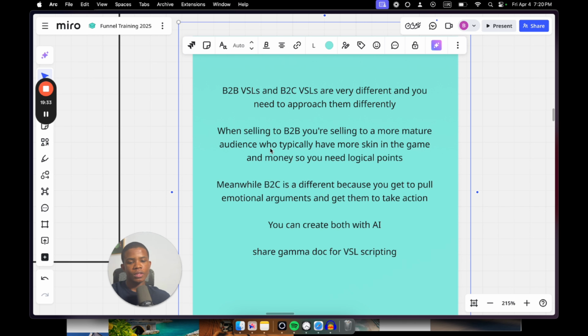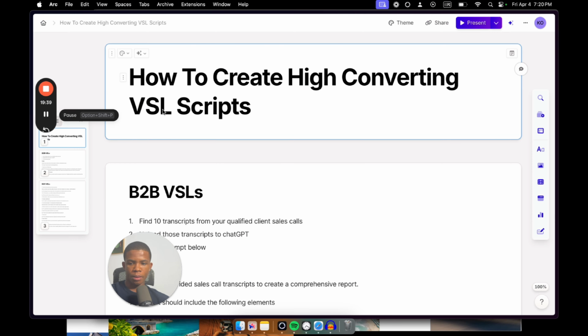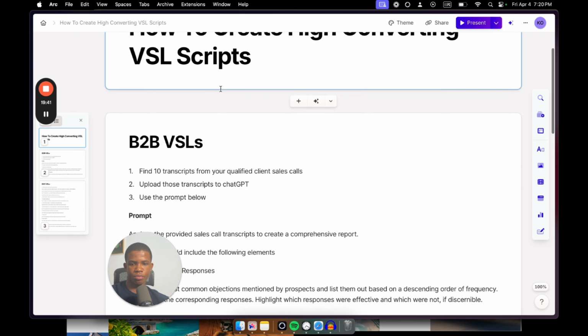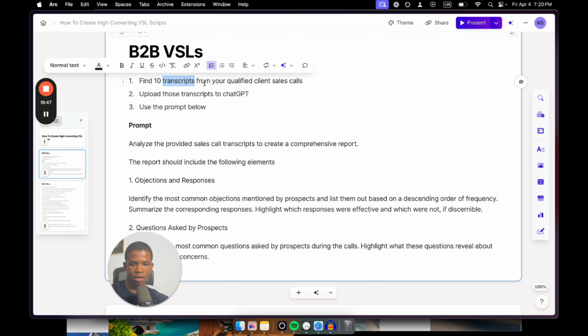So it's very different. You can create bots with AI, and I'm going to share with you what the Gamma doc should look like. So this is how you create high converting B2B VSL scripts. For B2B VSLs, like we said in the ad creation section, you need to find 10 transcripts from your qualified client sales calls. You need to upload those transcripts to ChatGPT, and you need to use the prompt below.